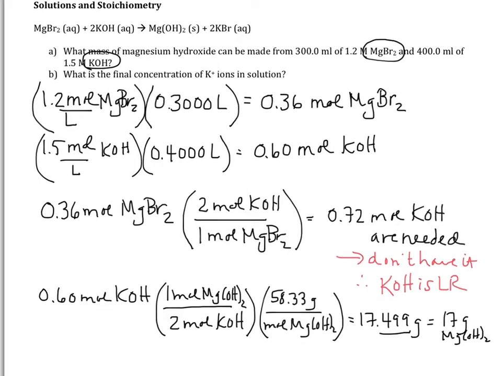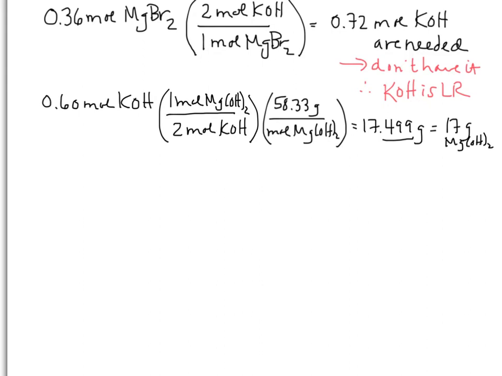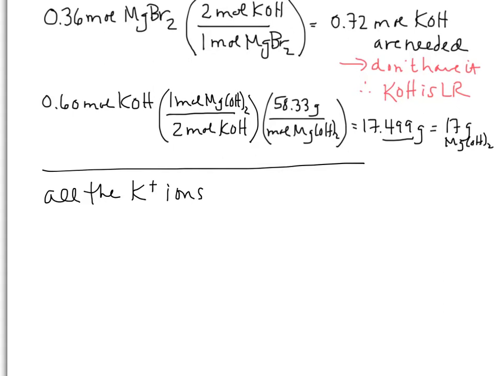In order to figure that out, let's get some more room down here. We need to recognize that, just draw a line, so now we're in part B, all the K plus ions that we started with are still present at the end. So let's go back and look at the reaction for a second.